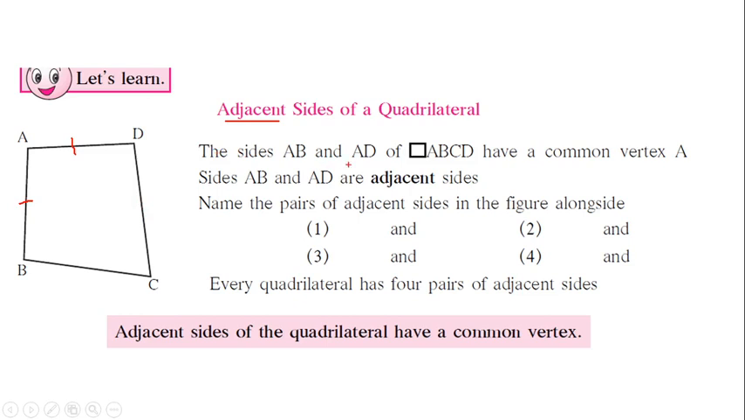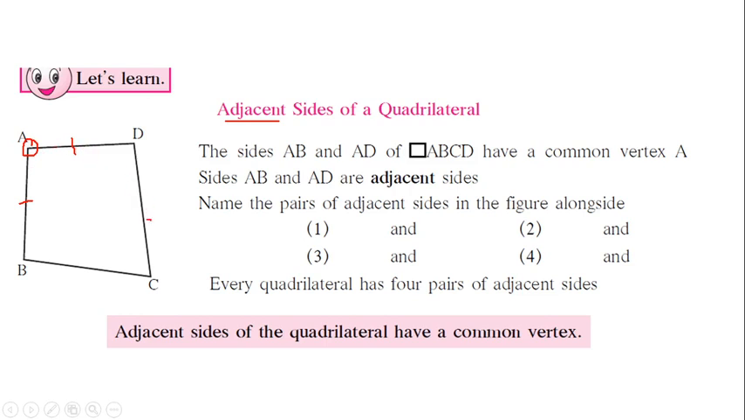The sides AB and AD of quadrilateral ABCD have a common vertex. Side AB and side AD are adjacent sides. Now let's see who is AB. This one is AB. Yes, and AD is this one, AD. Common vertex, the common point. Point means vertex. Okay, in mathematical language a point is said as a vertex. So these two sides are adjacent sides of a quadrilateral.